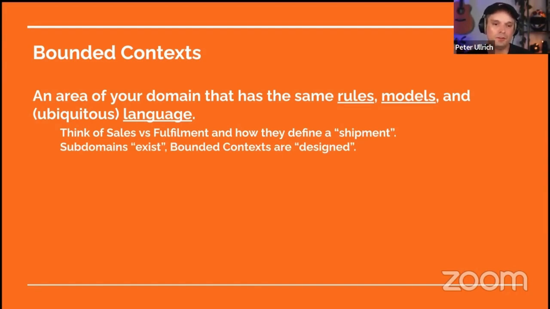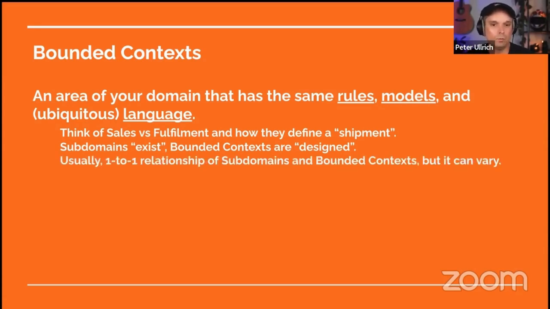Okay. Now, the difference between subdomains and bounded contexts is that subdomains exist. That's how the company is structured. And a bounded context is something we can design. Subdomains are on the business side of things, the people working, and the bounded context is about our software, how we model our software to that domain. So that's the difference. We are free to design the bounded context as we please, but they should kind of be connected to subdomains. What you usually see is a one-to-one relationship between subdomains and bounded contexts. Every subdomain gets one bounded context, but that's very much depending on your situation.